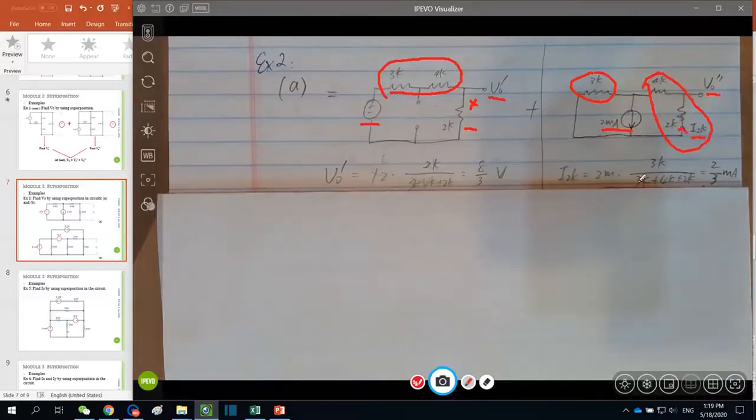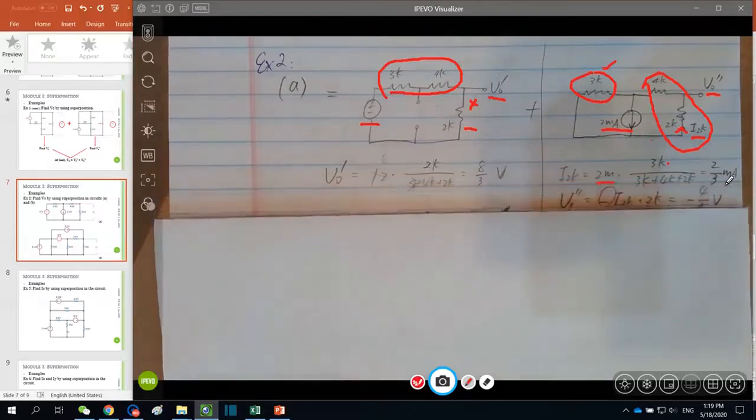And this current is just equal to this equation. Total 2 milli times the ratio. The numerator is 3K, the other branch. The denominator is the sum of 3K and this branch, 4 plus 2K. So the current through the 2 kilo ohm is 2/3 milliampere. And to find the V naught double prime, we apply Ohm's law.